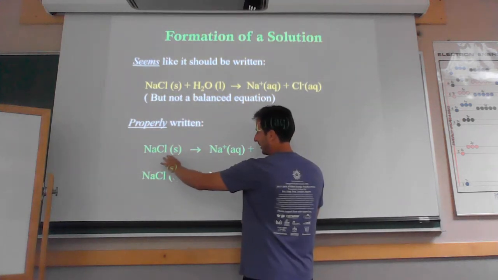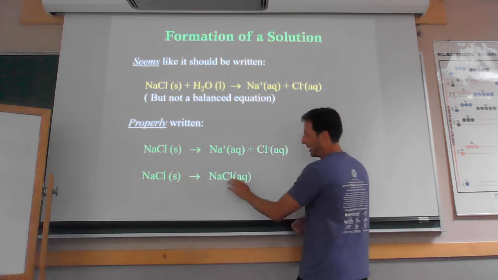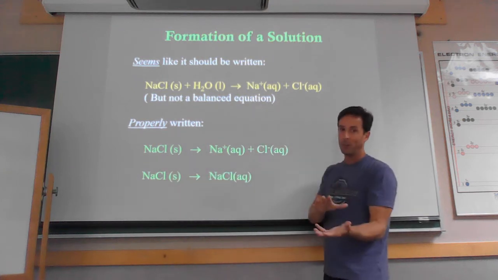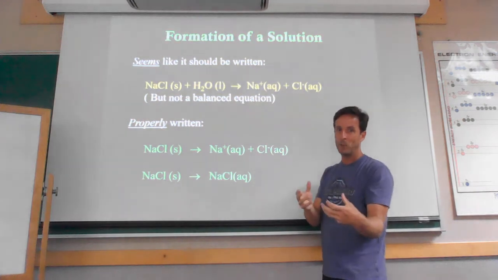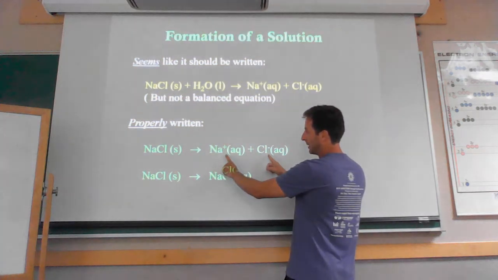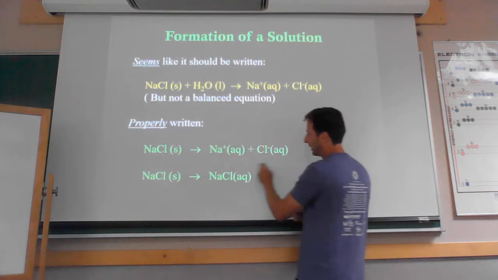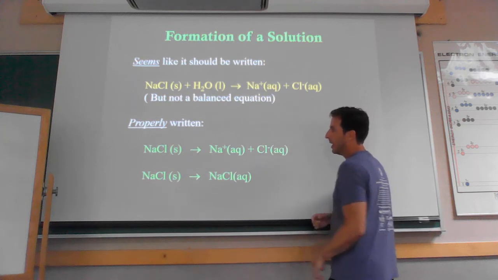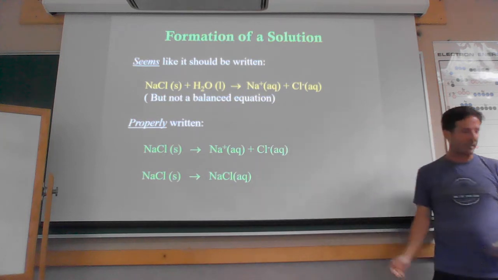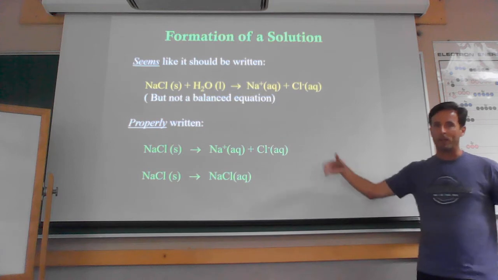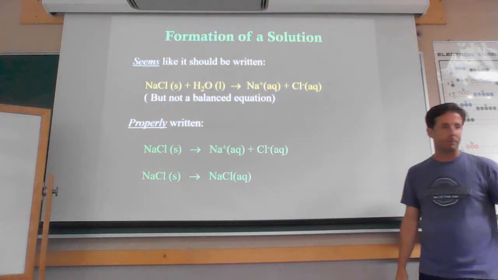NaCl solid is going to turn into NaCl aqueous, but by now we should all know that ionic compounds that are aqueous are actually split apart into the ions. So I get sodium ions aqueous and chloride ions aqueous. So again, recognize that shorthand. We will write a lot of reactions that way for the rest of the semester.